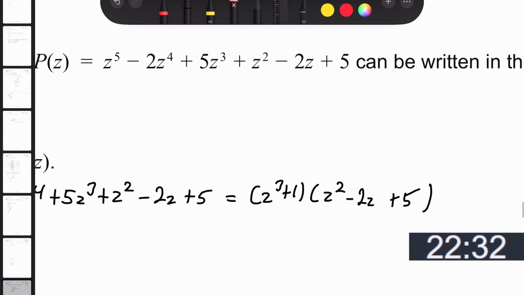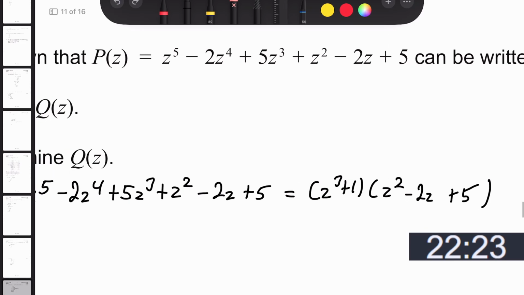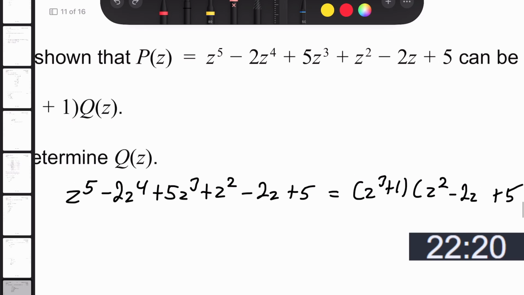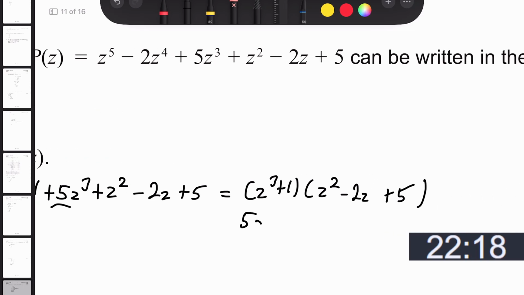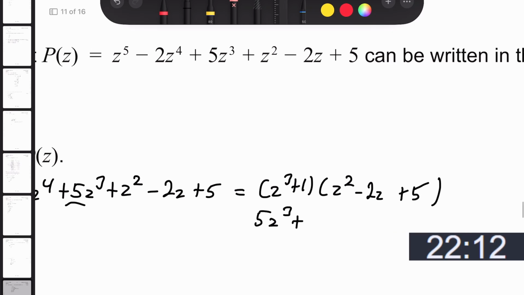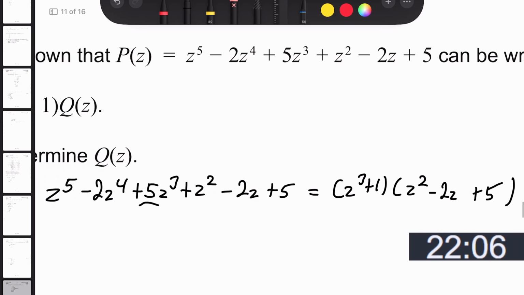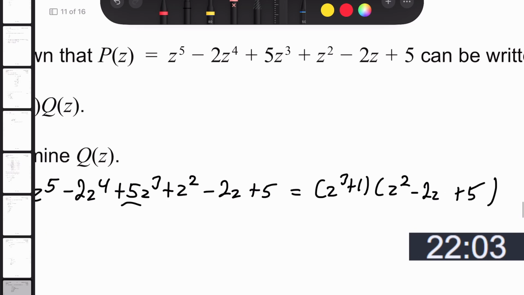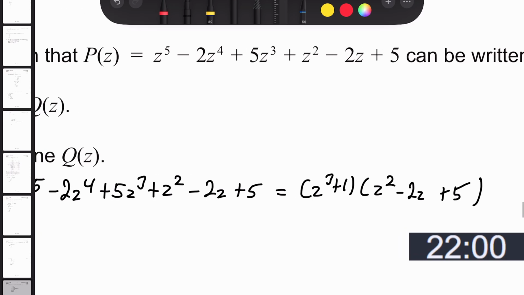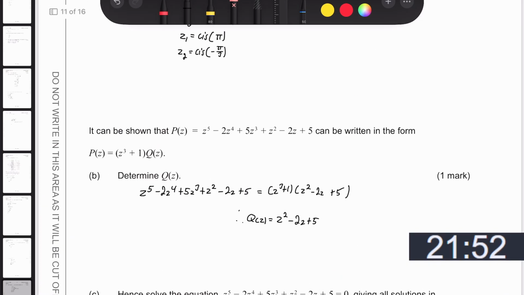Minus 2z. I'm looking at this minus 2z term. The only way to get that one singular z is for these two terms to multiply. Let's just make sure that's correct. Let's say I'm looking for z to the power of 3. I have 5z to the power of 3 plus, is that it? Yeah, that's it. 5z to the power of 3. That's what I'm looking for. z to the power of 4. Is it minus 2z to the power of 4? Yes. z squared is just 1. Okay. So then q of z is going to equal z squared minus 2z plus 5.